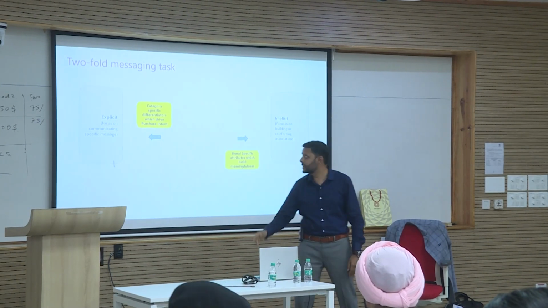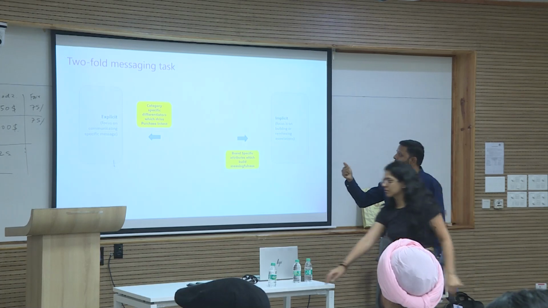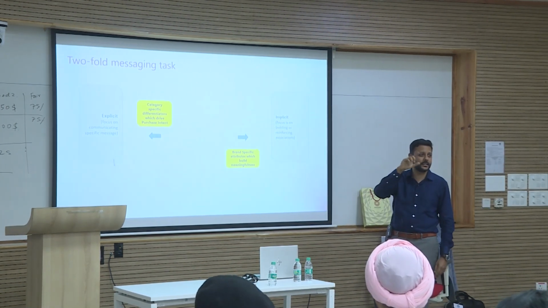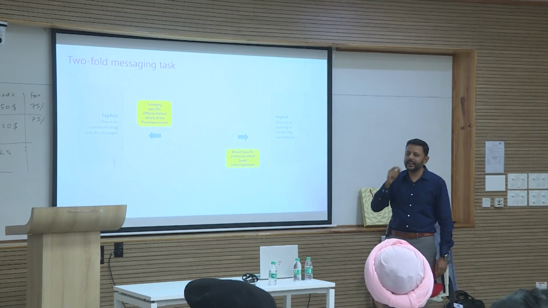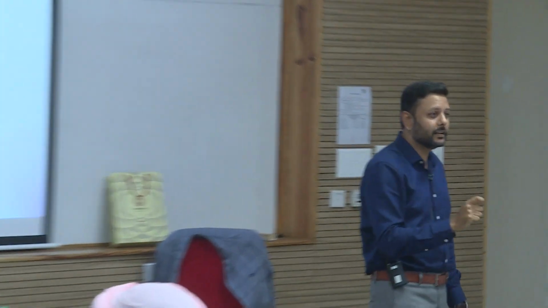Coming to Arushi's question, now there are two kinds of, or let's say explicit messages. What are they? Let's just get into that. I think there was a question, right? Is it a tagline, right? So category-specific differentiators which drive purchase intent.